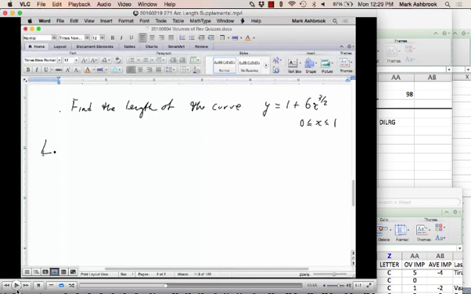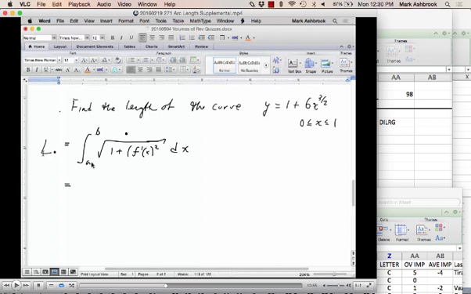x to the 3 halves from 0 to 1. And so we know that our length of our curve from A to B is the integral of the square root of 1 plus the derivative squared, dx. So you'll have to know the derivation of this formula, understand it, where it comes from, all the meanings of it, but then you also know how to use it, right? So we're going to use it here to find the length of this curve from 0 to 1.